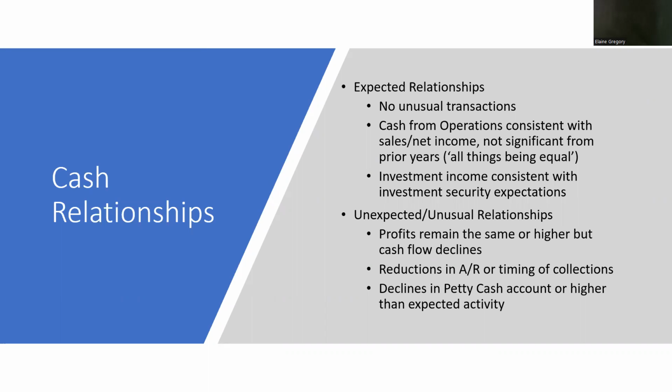Cash has expected relationships and unexpected relationships. The expected relationships that management is going to confirm and you're going to test is that cash really should have no unusual transactions. Every transaction for cash must have a rationale behind it. And if you look and see unusually large cash transactions, such as checks written out to cash, you do want to investigate those.